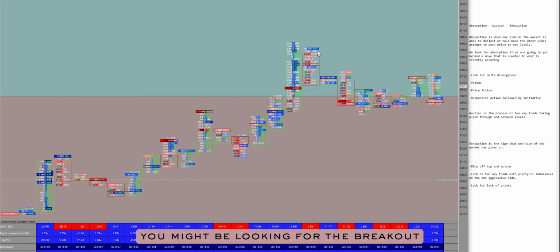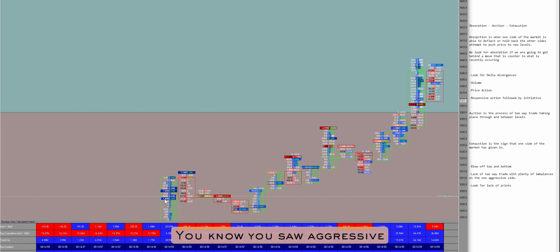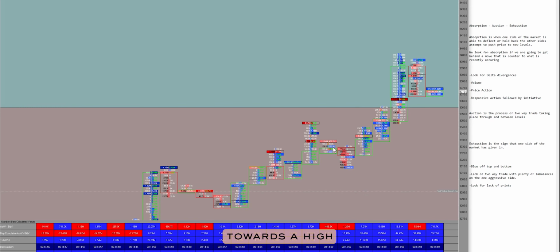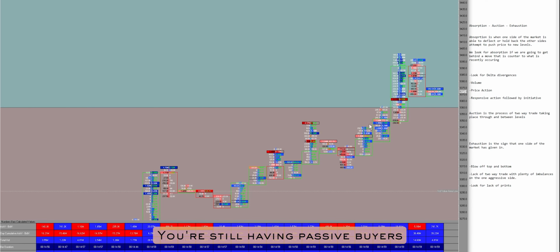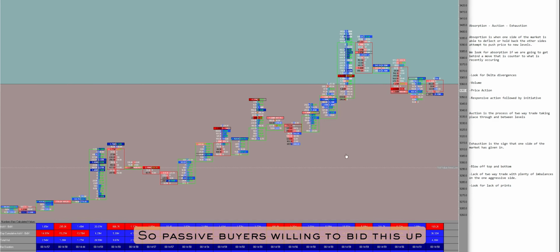So at the high, you might be looking for the breakout. You saw aggressive buying activity come out of this level. We're still seeing buyers passively bid this up on the way up. Okay, so you see that there's aggressive selling coming into this market, but buyers are passively bidding this up. It's not like this is completely thinned out, right? Towards the high, comparatively speaking, you're looking at 4.5 million contracts, 2.46. You're still having passive buyers looking at the left-hand side of the structure. So passive buyers willing to bid this up.